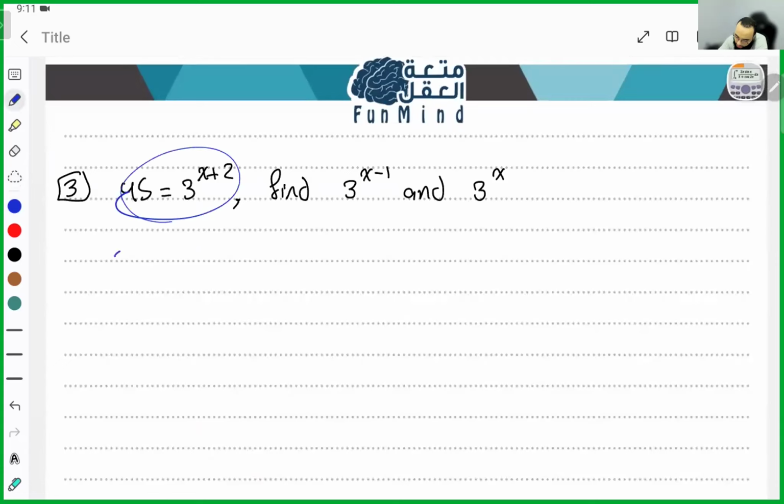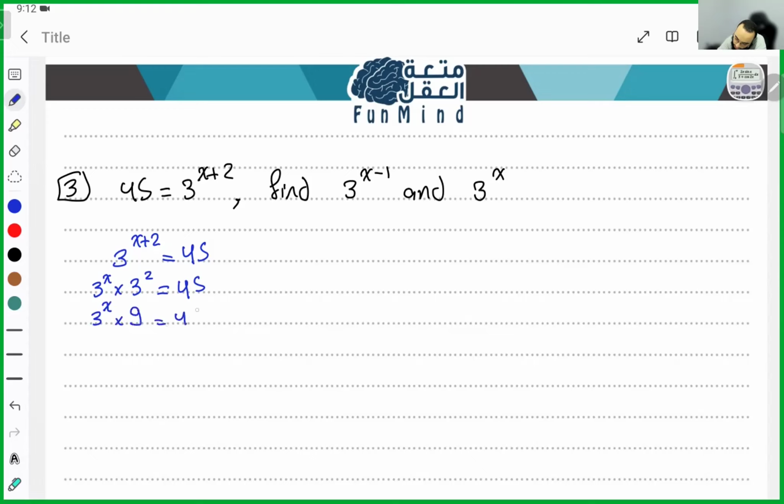This part, 3 power of x plus 2 equals 45. What's your opinion if I wrote it like the following? It's 3 power of x times 3 power of 2. Is it correct? Yes, it's correct. Because while multiplying, we can add the powers. It's only when the base is the same. Correct? 3 power of 2 equals 9.